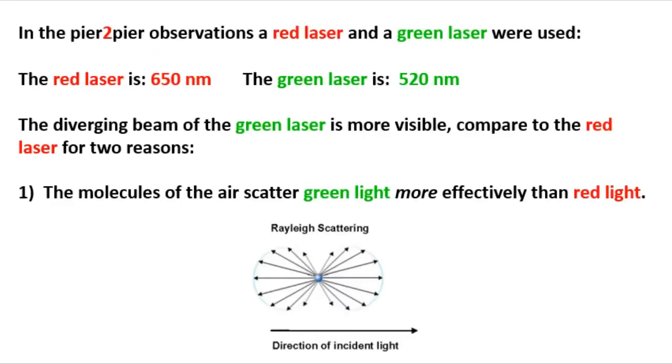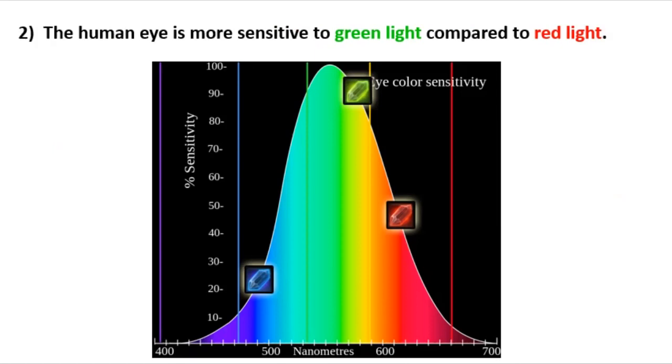In the peer-to-peer observations, a red laser and a green laser were used. The red laser is 650 nanometers. The green laser is 520 nanometers. The diverging beam of the green laser is more visible compared to the red laser for two reasons. 1. The molecules of the air scatter green light more effectively than red light. And 2. The human eye is more sensitive to green light compared to red light.